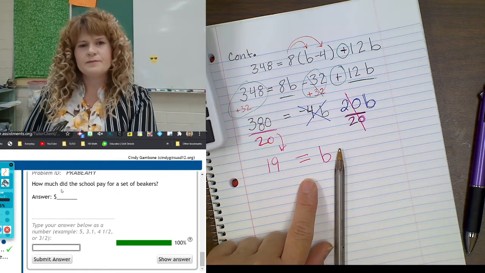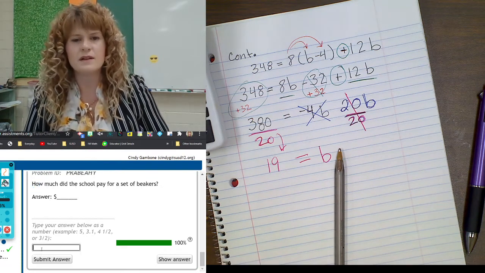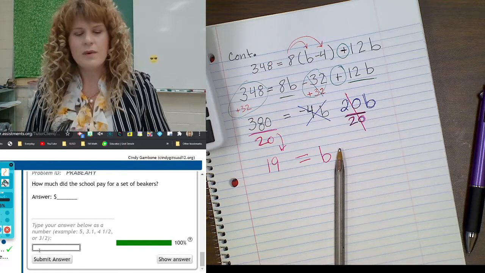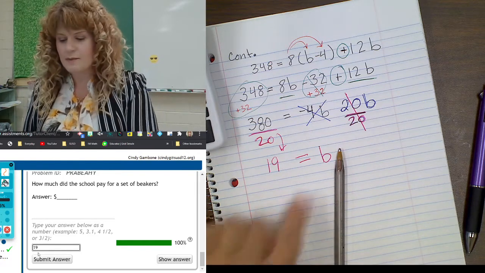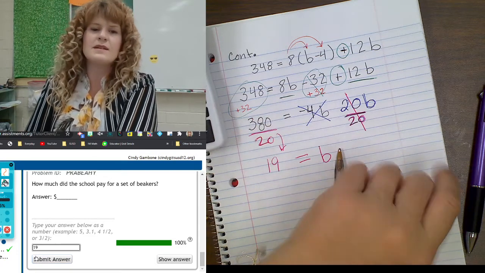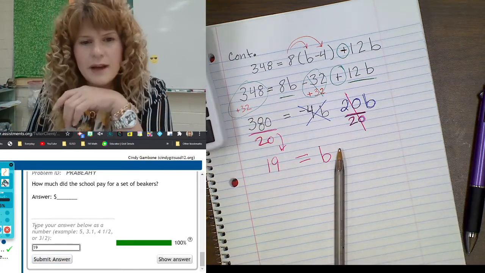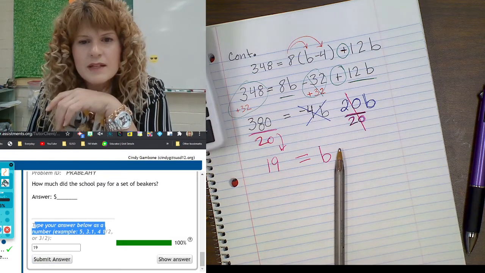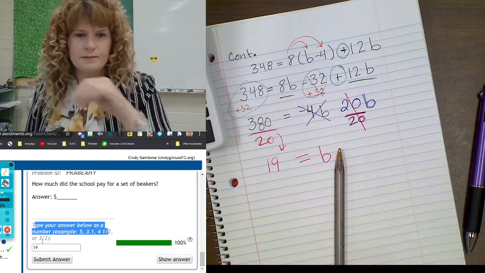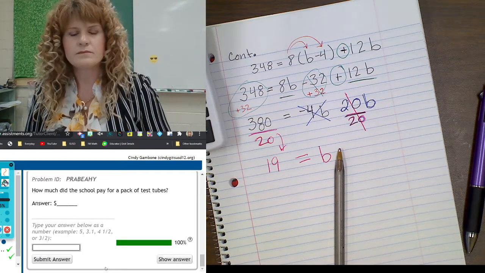Next problem says, how much did the school pay for the set of beakers? Well, that's $19 because that's what b equals. We solved for b, but don't forget what that means. It means the cost of each set of beakers. Read the directions. Type your answer below as a number. Okay, so number. Ding, correct.